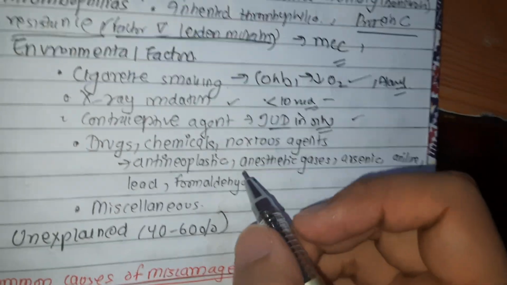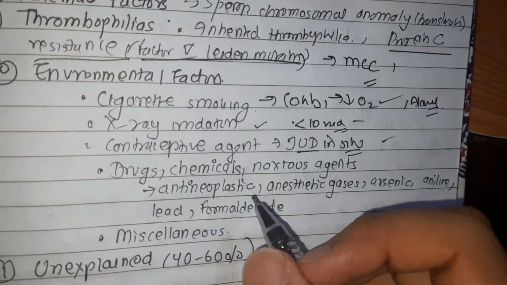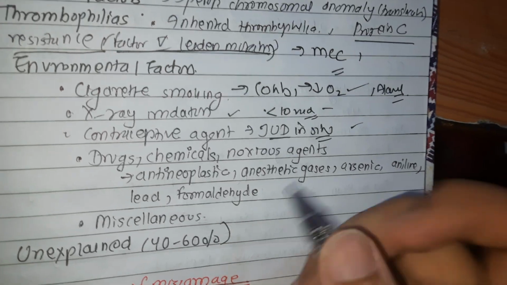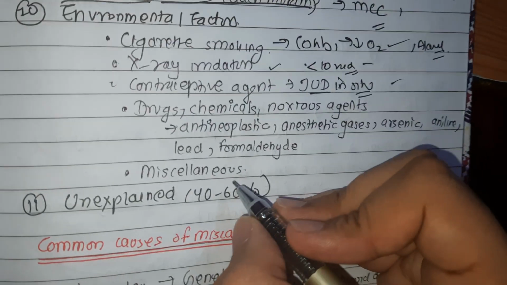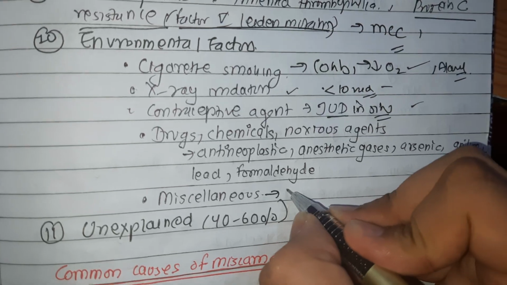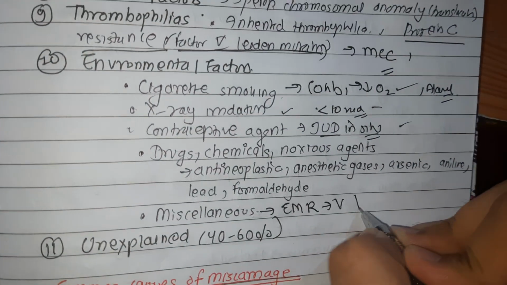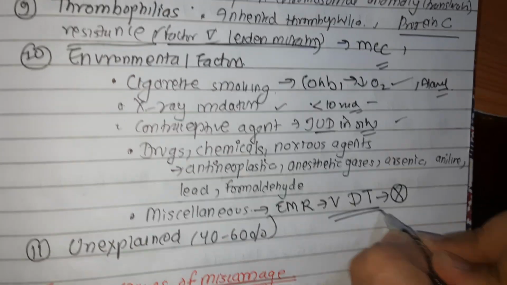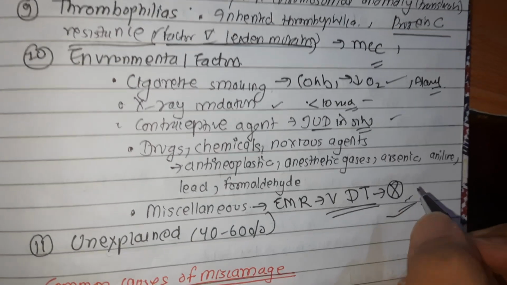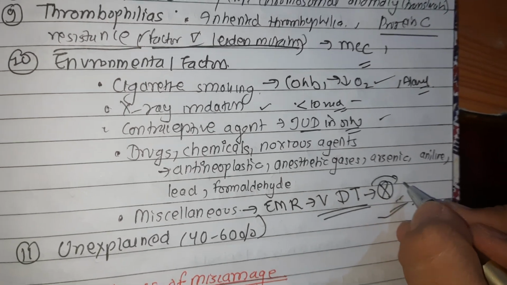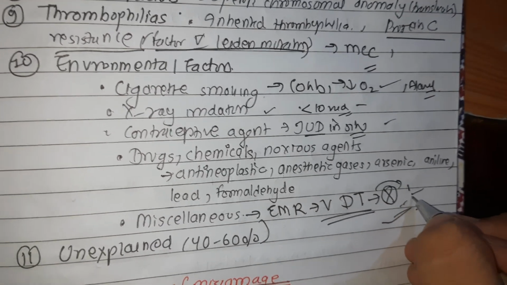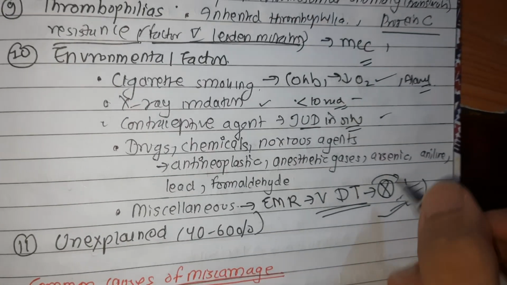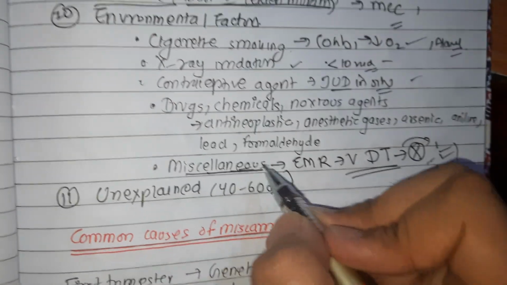And the drugs, chemical and noxious agents: various anti-neoplastic drugs, the anesthetic gases, arsenic, aniline, lead, formaldehyde, they increase the risk for abortion. And we have various miscellaneous causes like exposure to electromagnetic radiation from video display terminals. It is said that this does not cause abortion. That's why pregnant women can use hair dye, can watch television, and they can fly in an aeroplane in pregnancy too. So the miscellaneous factors include various other factors.